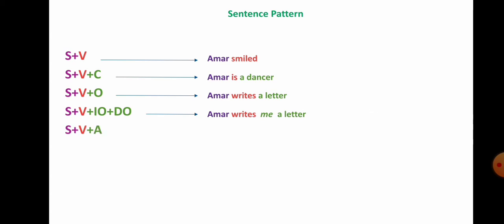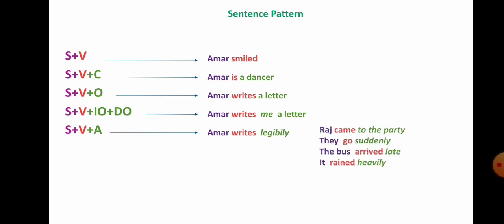The next pattern of a sentence is SVA pattern, A stands for adjunct. Adjunct means an additional word. Even if we remove the word, it never affects the meaning of the sentence. Let's see some examples. Amar writes legibly. Here Amar is a subject and writes is a verb. The sentence completes its meaning by itself. However, we have added an additional word, an extra word, that is an adjunct, legibly.